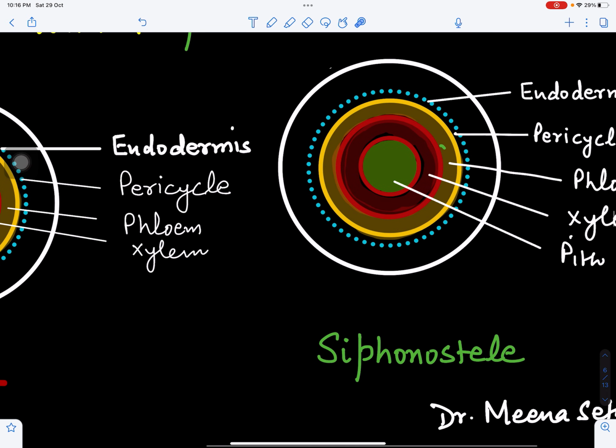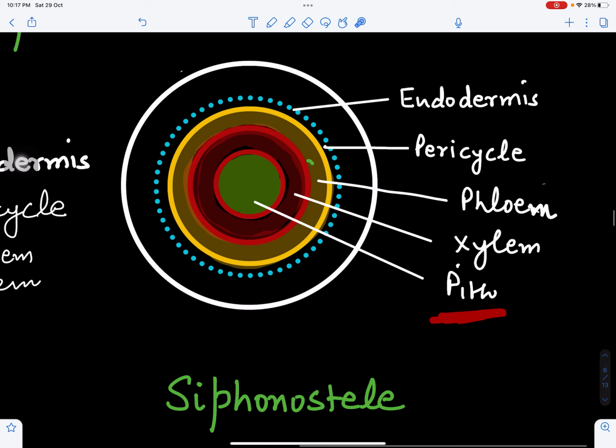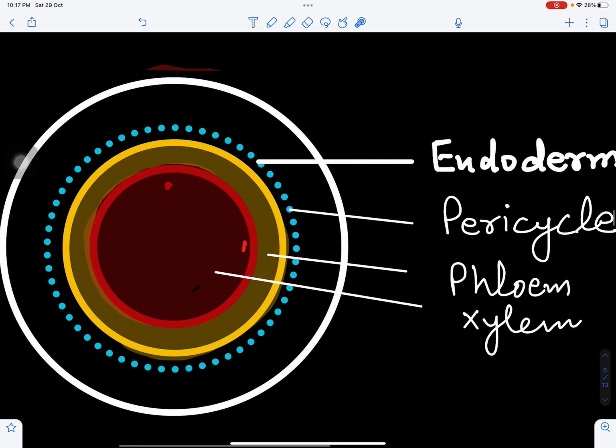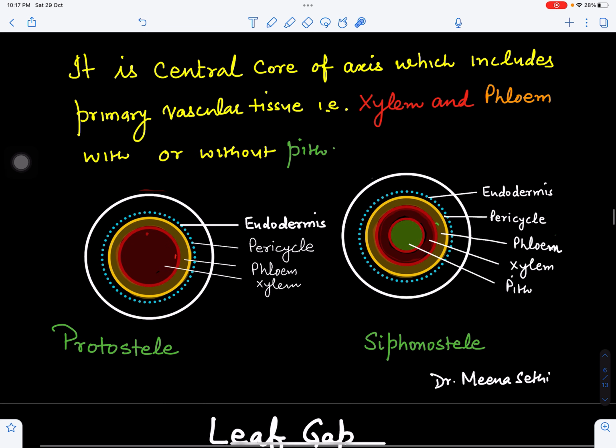But if pith appears in the center of this, like we can see here, pith is there. Pith is the mass of parenchymatous tissue which is present in the center in the vascular tissue. Then this stele is called as siphonostele. If there is no pith, this is called as protostele. But if there is pith, then it is called as siphonostele. This has again same structure, endodermis, pericycle. This is phloem and this is the xylem. Phloem is facing toward the outer side and in the center is present pith tissue. So without pith it is called as protostele and with pith it is called as siphonostele.